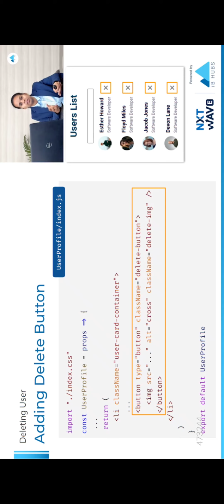Coming to the styling of it, we have the class name as delete button. Within that, we are adding an image. The source is the URL, the alt text is cross, and the corresponding class name is delete image. This entire thing is being added in the user profile. You need to observe that. For each user profile, we need the delete icon. So we are adding this in the user profile, and with this, we are getting the delete icon for all the user profiles. So let's do this. Now let's add the delete icon.